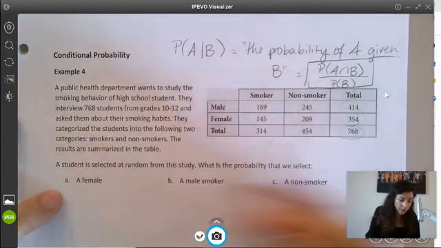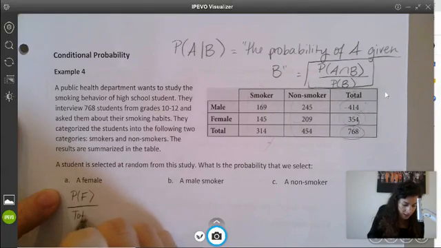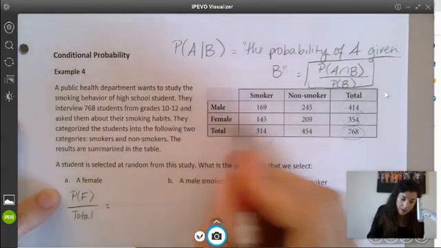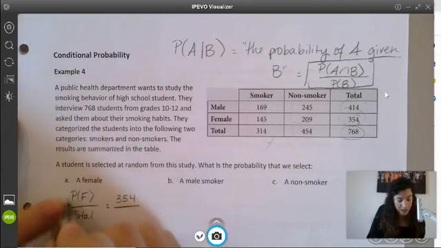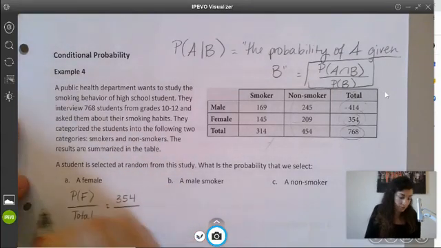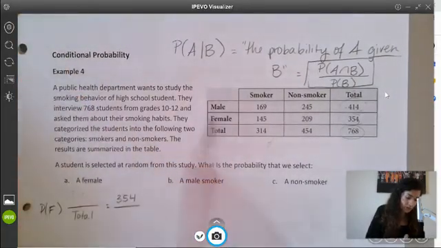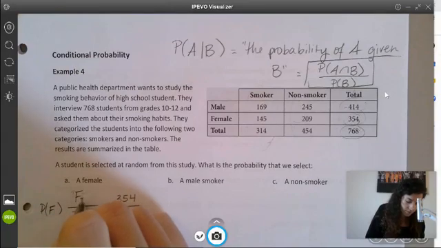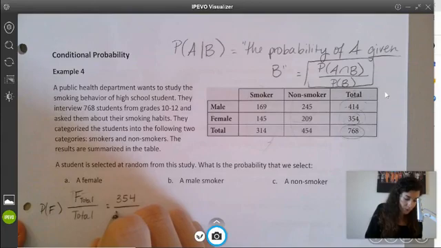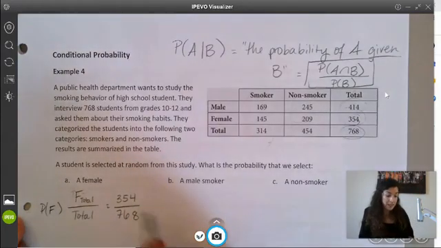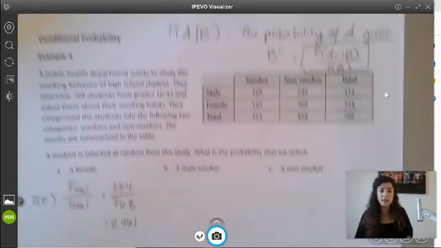Well, we go to the total of the females. We want the probability of a female divided by the total. This is the probability of a female, and that is equal to the total of females divided by the total. Sorry, proper notation. You can leave it like that, or you can write it with 3 sig figs as a decimal. It should always be less than 1.